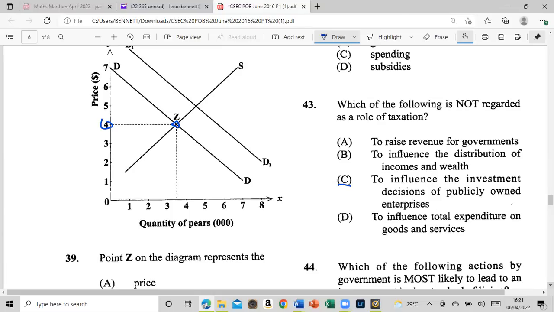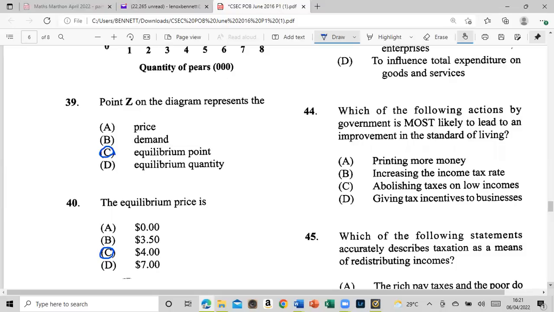Let's move on to 44. Which of the following actions by the government is most likely to lead to an improvement in the standard of living? Printing more money? No. Increasing the income tax rate? No, we don't need that. Abolishing taxes on low income. I like that one. Yeah.